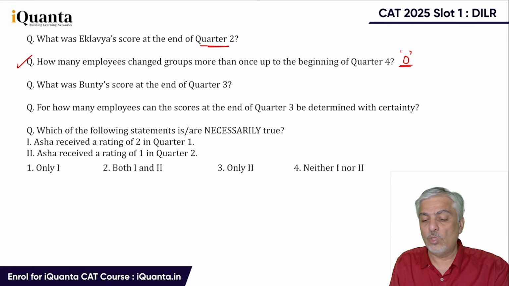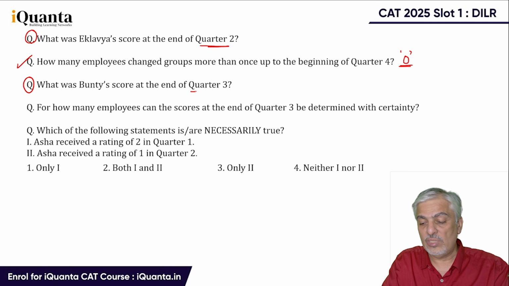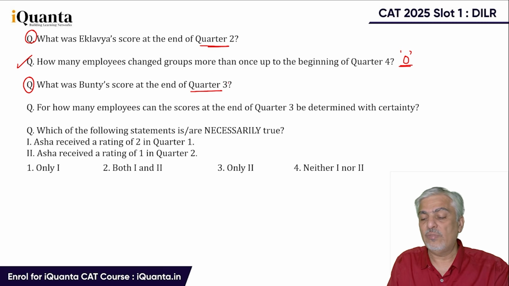What was Bunty's score at the end of quarter 3? So question 1 and question 2 are more or less similar types. This is for quarter 3. So 3 scores have to be added up. For how many employees can the scores by the end of quarter 3 be determined with certainty? Definitely for Bunty I can determine, because that's a theta question over there. But for how many employees can we know by quarter 3? And which of the following statements is or are necessarily true?